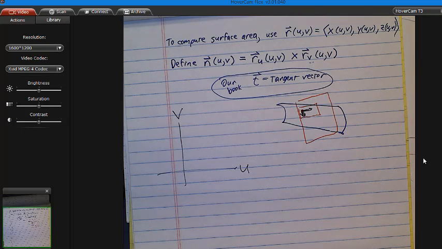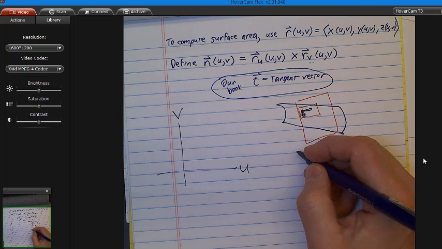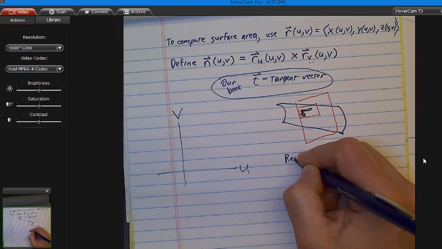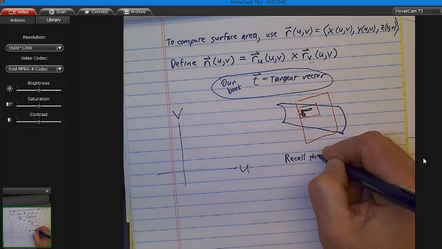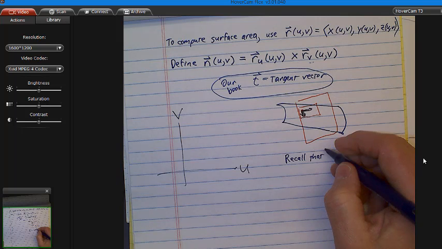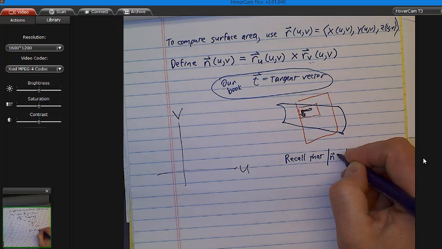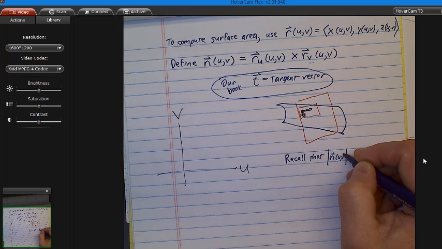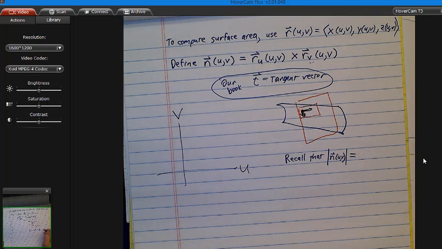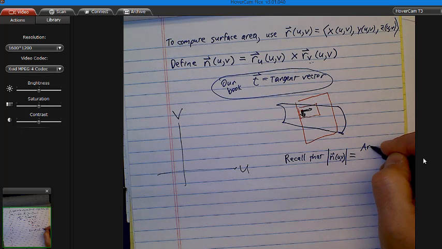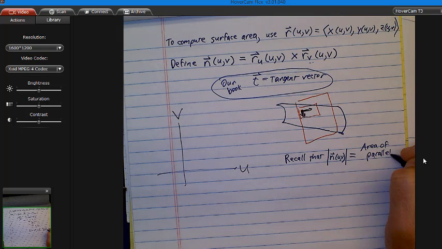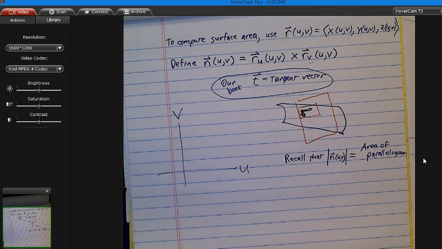Let's remember something. Recall that, how do I say this? The length of the normal vector equals, how about I say, the area of a parallelogram. Does anyone recall that?